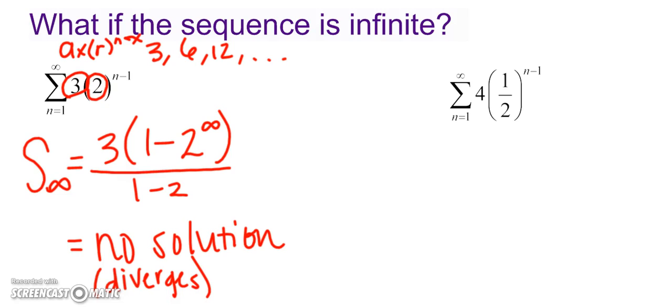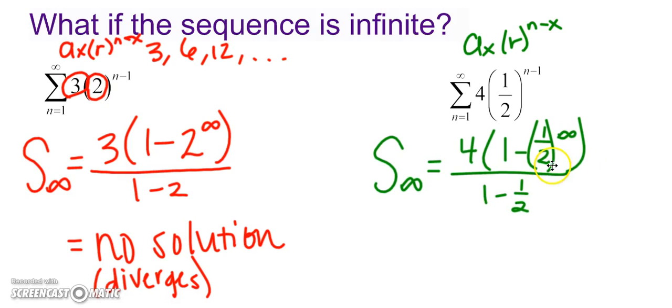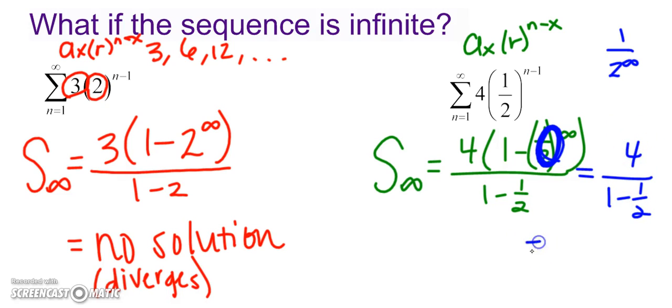All right, but what about this one? So this, again, we're looking at a sub x r to the n minus x. So s sub infinity is going to be equal to 4, 1 minus 1 half to the infinity, over 1 minus 1 half. Well, 1 half to the infinity, that's like saying 1 over 2 to the infinity, because 1 to the infinity is just 1. 2 to the infinity is some really, really large number. If you take one cake and divide it amongst a lot of people, you get really close to this number being 0. Well, 1 minus 0 is 1, times 4 is 4, over 1 minus 1 half. 1 minus 1 half is a half. 4 divided by a half is equal to 8.